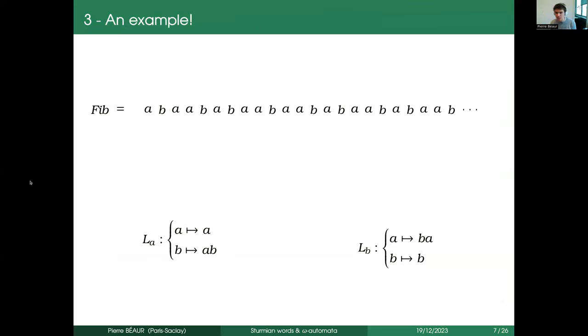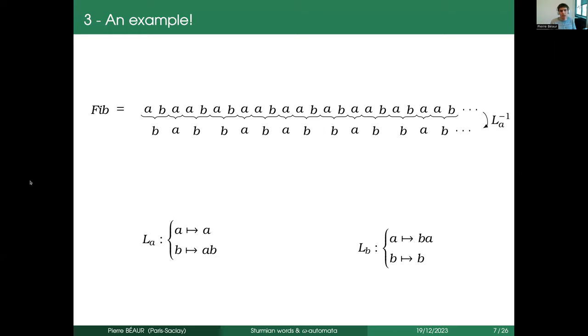An example to be a bit clearer. So here we have the best word in the world, the Fibonacci word. And here I have rewritten the definitions of L_A and L_B. What I claim is that the Fibonacci word can be desubstituted through the substitution L_A. How do I do it? Well, I just cut my word between AB and A, the images of L_A, and then I just go back to see, well, if I have an AB, I put a B. If I see an A, I put an A. So I have a pre-image of Fibonacci through L_A.